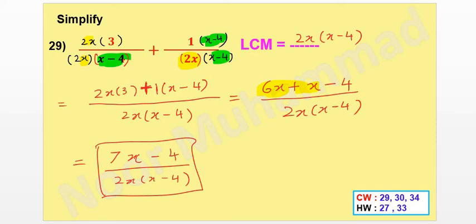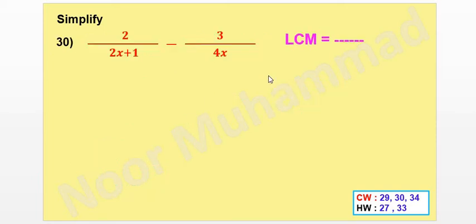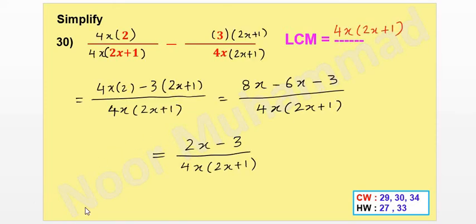So let's solve one more question from the exercise. Here what will be the LCM? Now better pause the video here and solve this question on your own. Here is the answer for question number 30. So it's so easy. 4x and 2x plus 1, this will be the LCM.